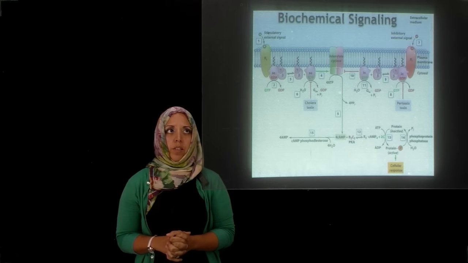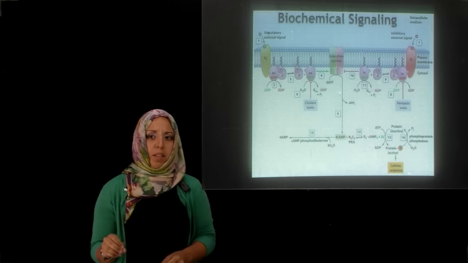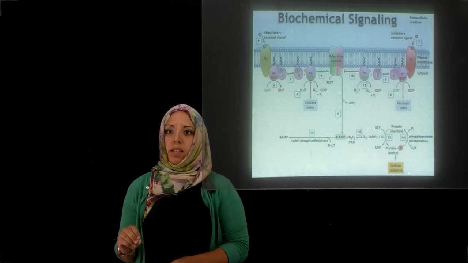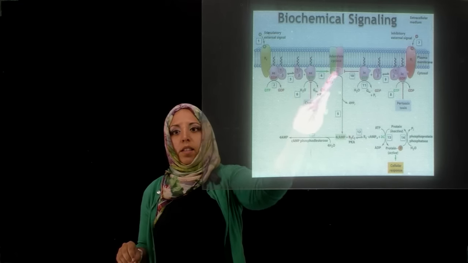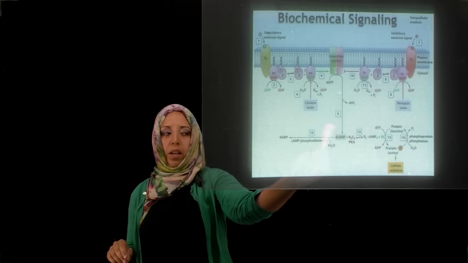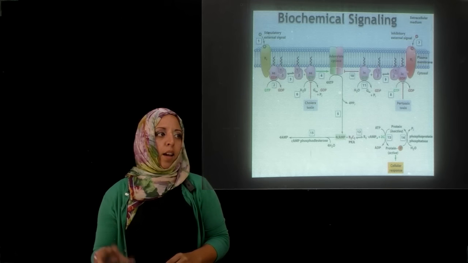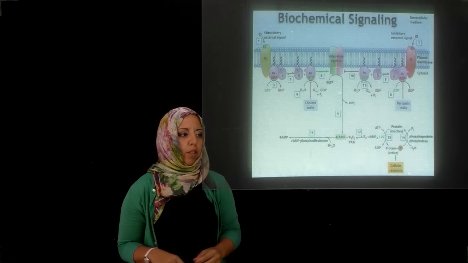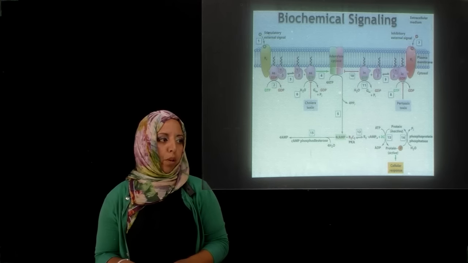Hello everyone. In this video we're going to be talking about biochemical signaling, and we'll specifically talk about the adenylate cyclase signaling pathway. Adenylate cyclase is a transmembrane protein that produces cyclic AMP, which binds to protein kinase A, activates proteins through phosphorylation, which activates in turn a number of different cellular proteins.